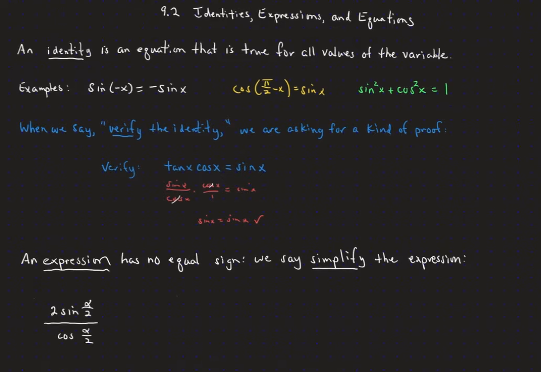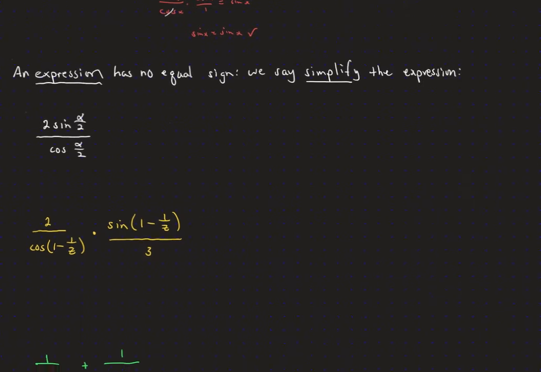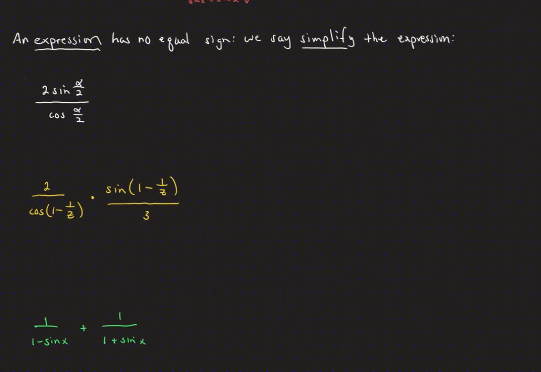An expression is something with no equal sign. So the directions typically for an expression are going to be to simplify it. If we recognize that that's an alpha there, that thing that looks kind of like a fish, another Greek letter to name an angle, then the sine of alpha over 2 over the cosine of alpha over 2 is the tangent of alpha over 2. And that will be our simplification.